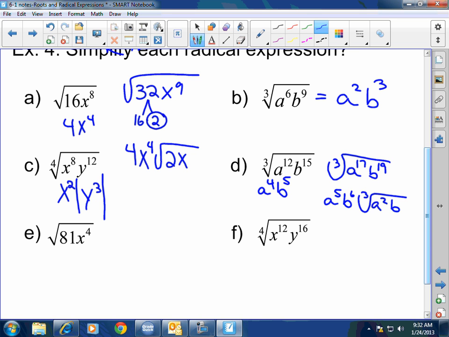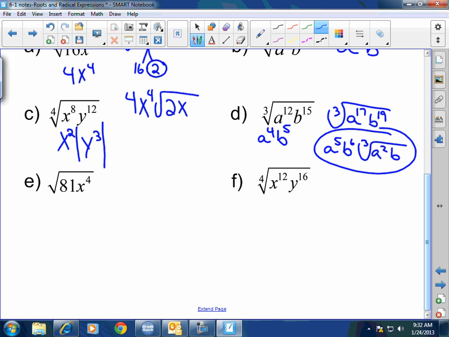Thank you, sir, for your honesty. The 3 in the index, you have to keep this 3 in the index for sure, because we're talking about a cube root. That's a great question. A lot of times people forget that and they'll just put the square root symbol, and then it's wrong, because it's still a cube root. Thank you very much. Good questions, guys, in general.